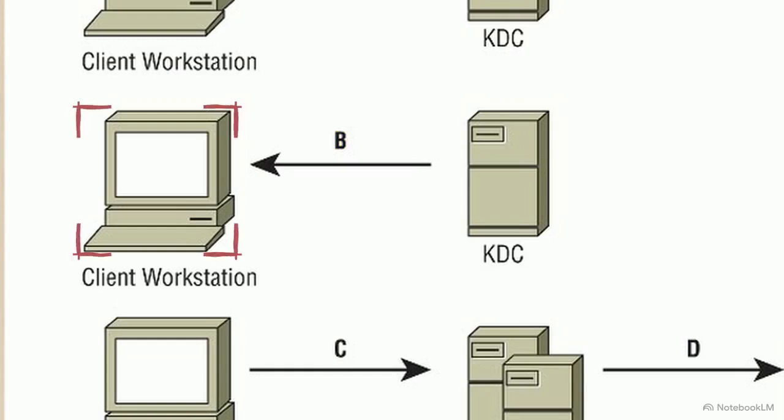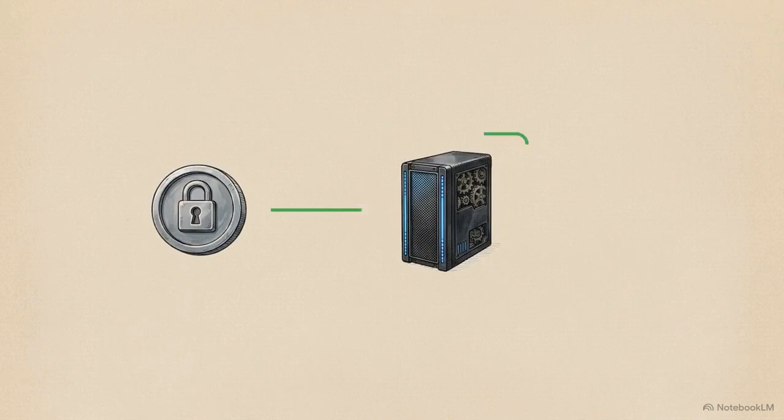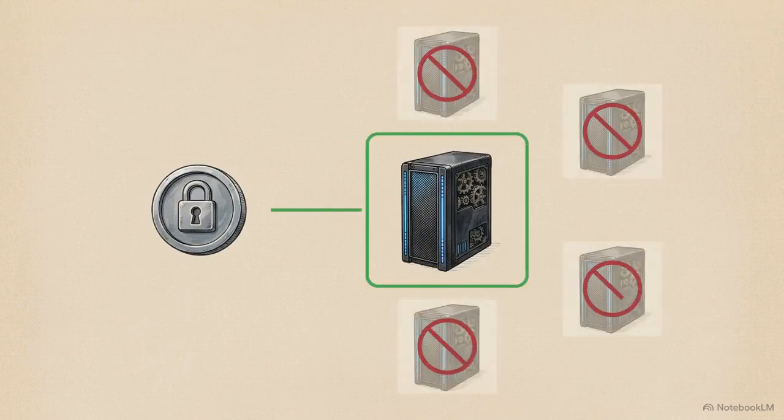The KDC formulates its response to the client workstation. The KDC generates a brand new, highly specific payload and sends it back, the service ticket. This service ticket has a singular, rigid purpose. It provides cryptographic proof that the subject is authorized to access one designated target object and nothing else.